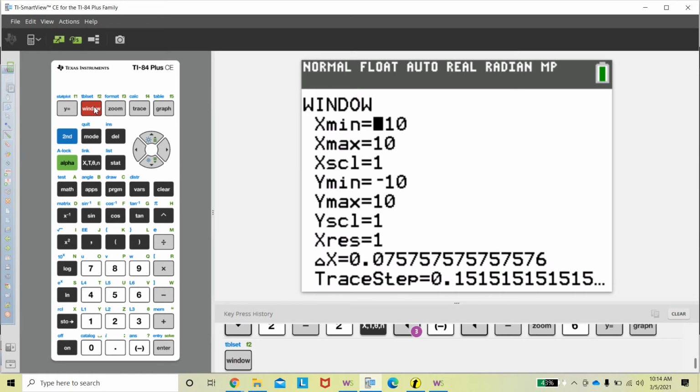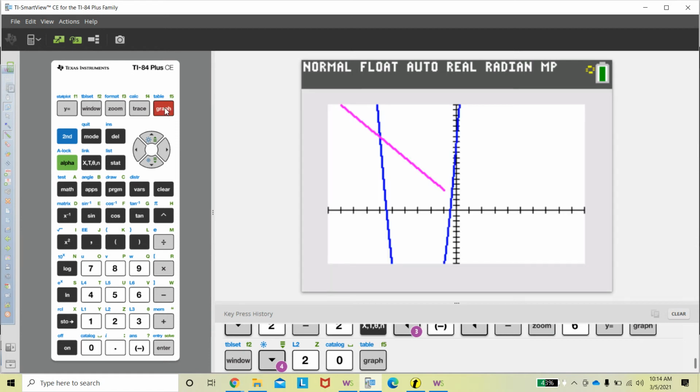Y max. So I'm never one to increase it to like 12. I find that stupid. I'm going to double it because I don't want to have to keep going back to the window. I just get irritated. So I'm just going to do y max of 20 and see if that works. It does. So we want to know where the line and the parabola intersect.